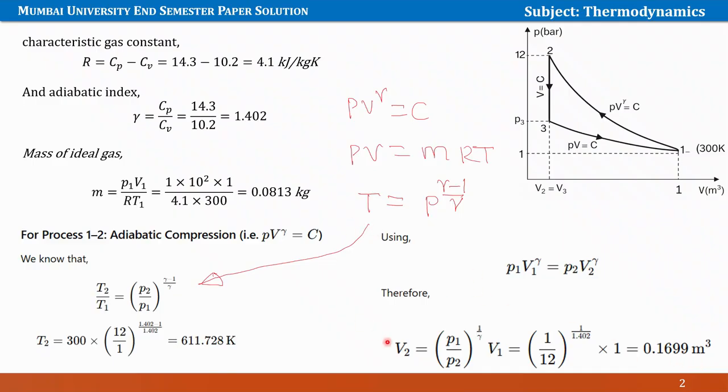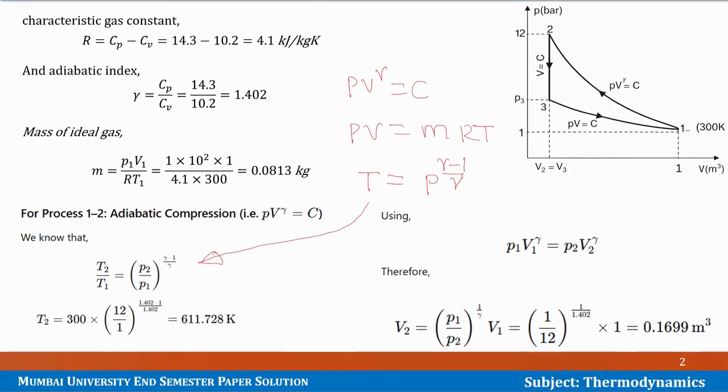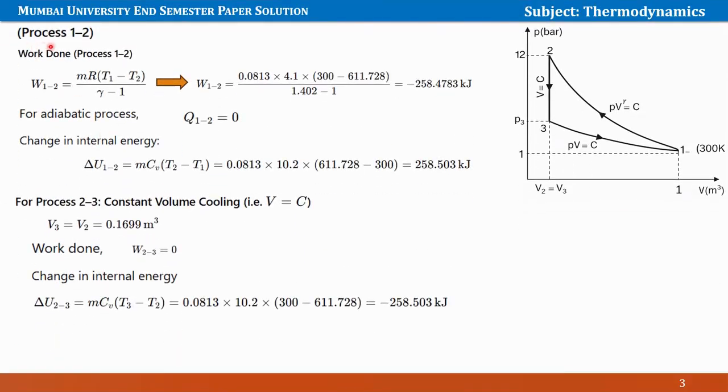Now further, next, what next? Again process 1 to 2. What we have to calculate actually in this problem? We have to calculate work done, we have to calculate heat transfer, and we have to calculate internal energy during each and every process. So initially process 1 to 2. Now in this process, as it is an adiabatic compression, there must be some work done, right? That is on the gas. So work done during this process 1 to 2.